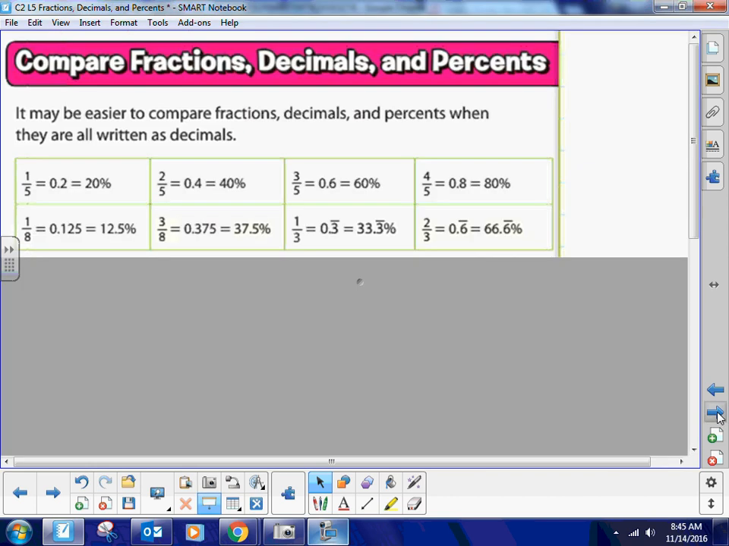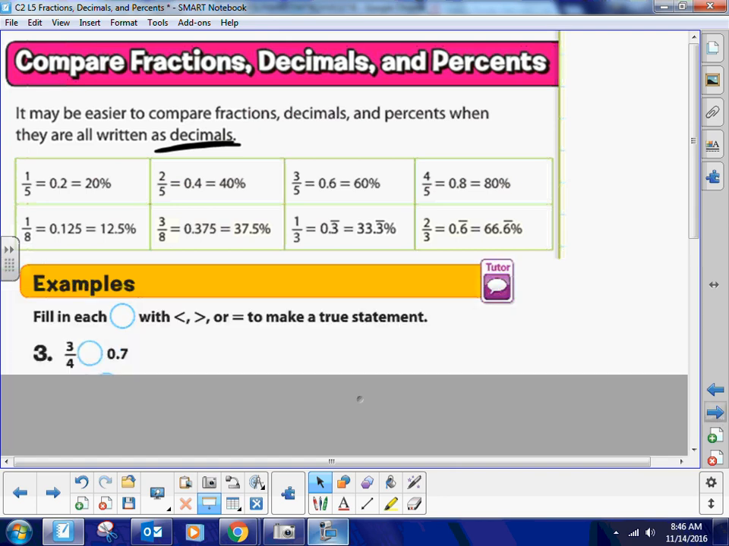All right. Now you got to compare fractions, decimals, and percents. It may be easier to compare fractions, decimals, and percents when they are all written as decimals. I said that at the beginning. Okay? They're all written as decimals. It's very important that you just start learning to do that. 1/5 becomes 0.2, 2/5 becomes 0.4, 3/5 becomes 0.6, and so on. You can see they got you a bunch of common fractions turned into decimals and then turned into percents.